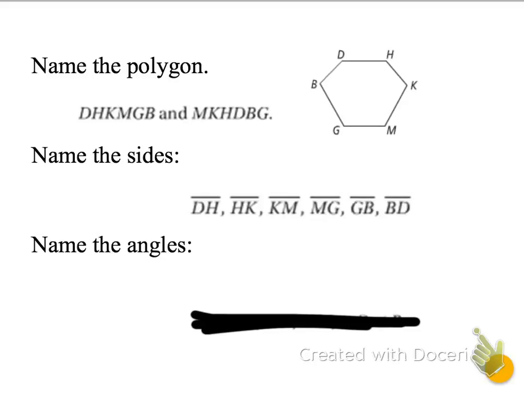And then our angles are pretty easy. So we have angle D, which is this angle, and then angle H, the next one, and then we'll have angle K. And make sure you label them with the angle mark in front.